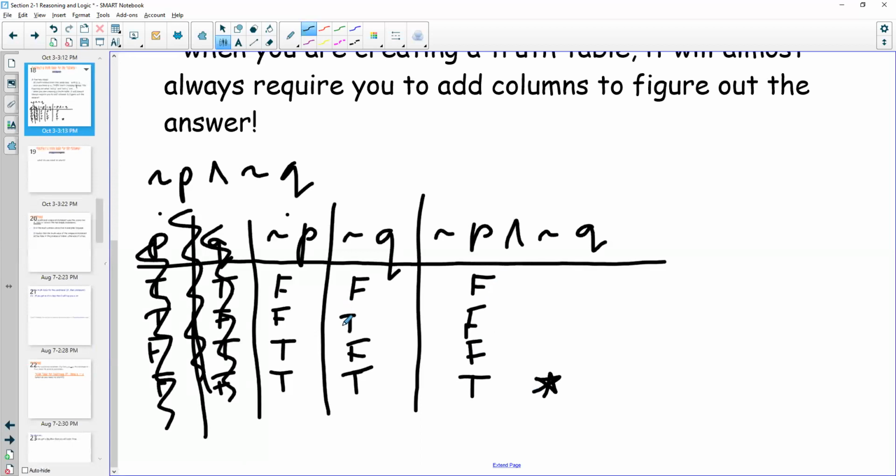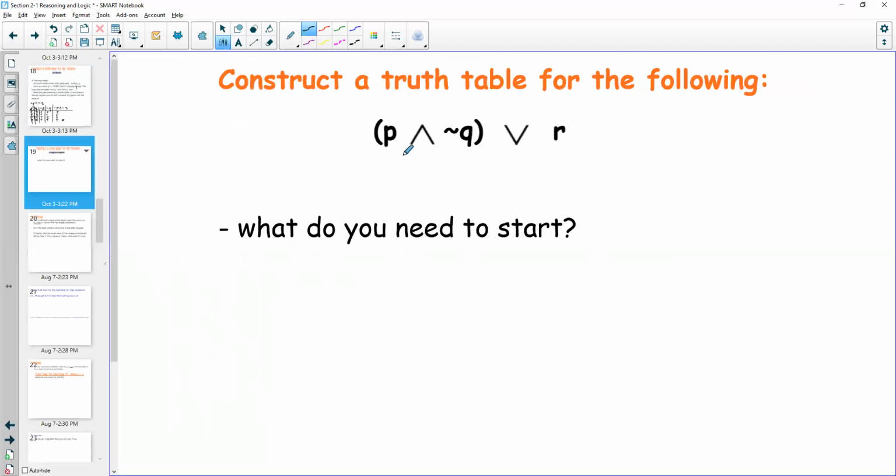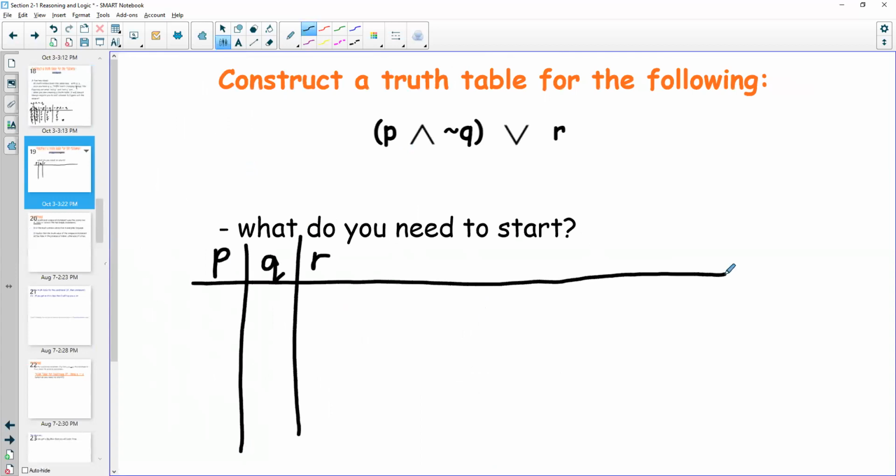Okay? Let's try a truth table that's got something else in it. This one has an R. So I have a P and a Q and an R. We have to look again at all the possibilities. So I have P, Q, and this is the first time we've seen an R, right? Well, we still have possibilities.